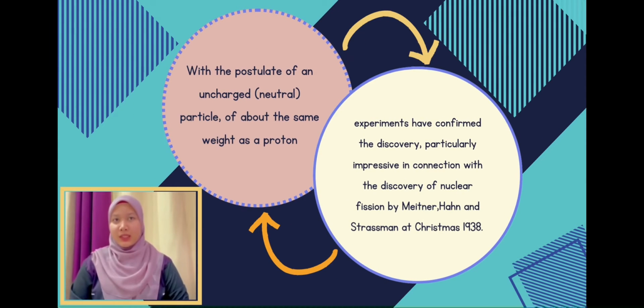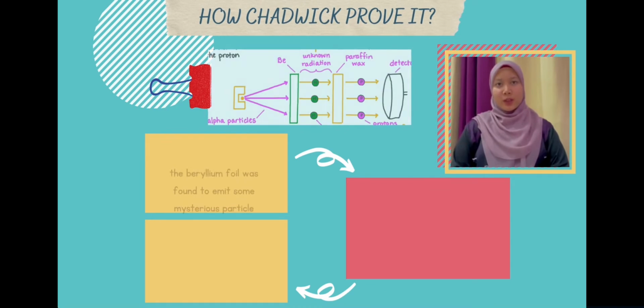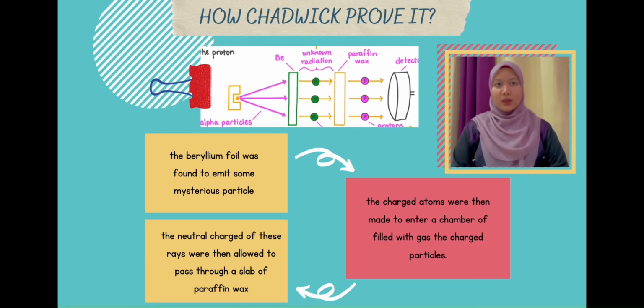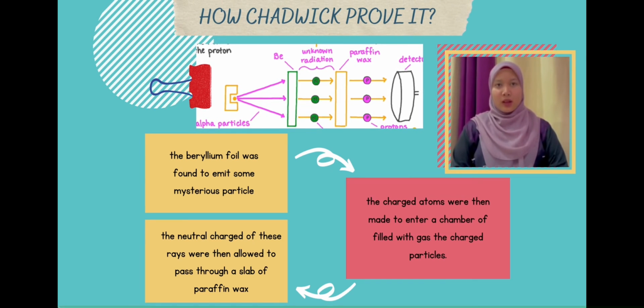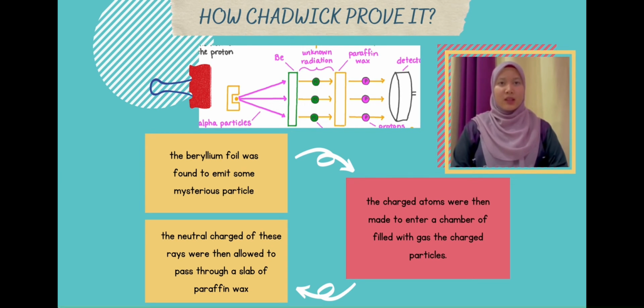Postulating an uncharged particle of about the same weight as a proton, Chadwick's interpretation problem disappeared quite naturally. Thus, his result could be explained within the known laws of nature regarding energy and momentum conservation. Later, experiments confirmed the discovery, particularly impressively in connection with the discovery of nuclear fission by Meitner, Hahn and Strassmann at Christmas 1938. Chadwick proved this in the experiment when alpha particles were projected towards a beryllium foil. As a result, the radiation from the beryllium foil was found to pass through a slab of paraffin wax that had neutral charge.